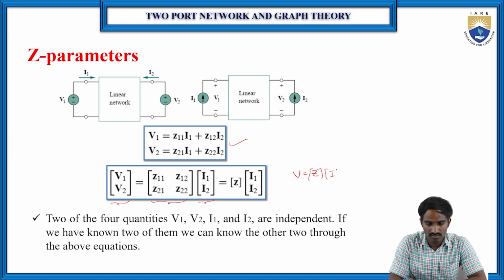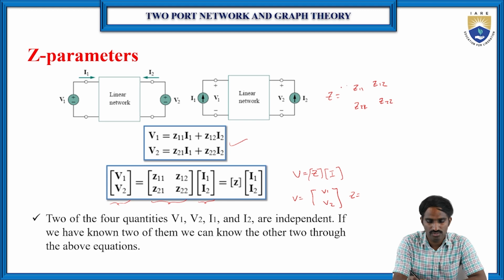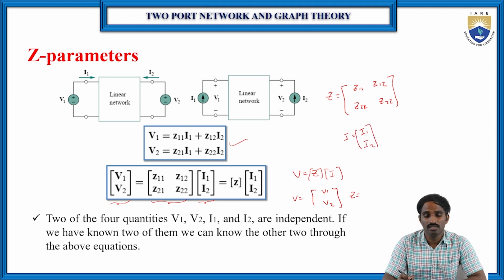So simply we can write V is equal to Z into I. Here V is equal to [V1 V2], which is a single column matrix, and Z is equal to [Z11 Z12; Z21 Z22]. This is the 2 by 2 impedance matrix, and I is equal to [I1 I2], again a single column matrix. So simply we can write it as V is equal to Z into I.